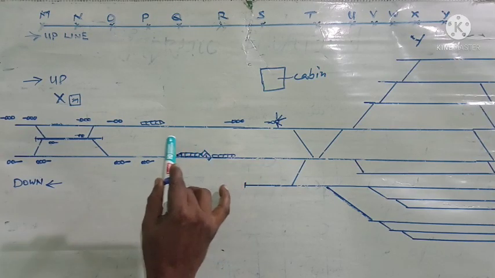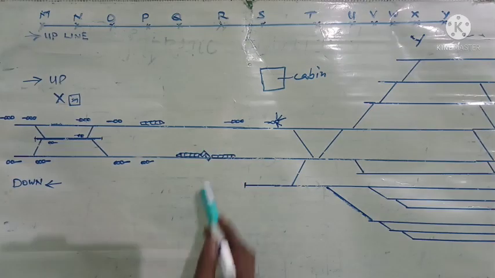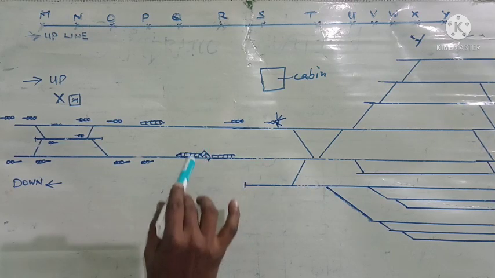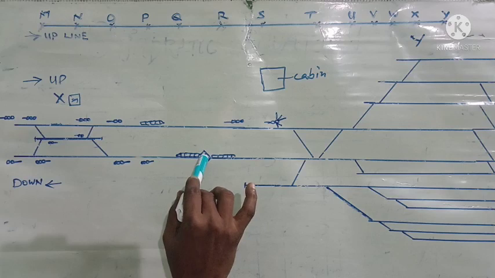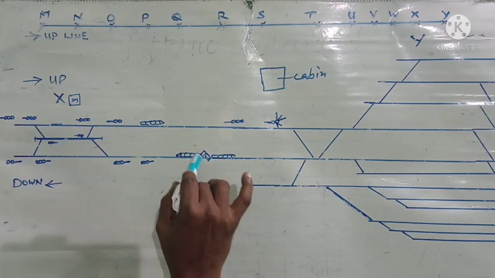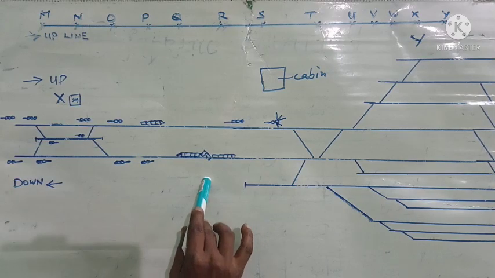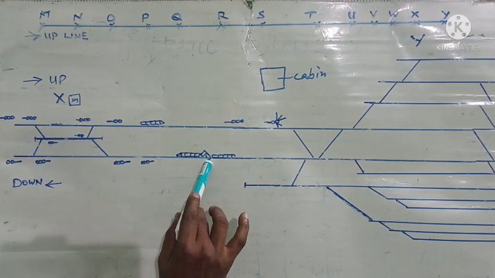Because this upline will be very near. Normally this downline and upline will be very near. Now the guard found that these two wagons derailed but not capsized. He will record which wagons derailed on the left side or on the right side. All these things he will note down, and also the number of the wagons.